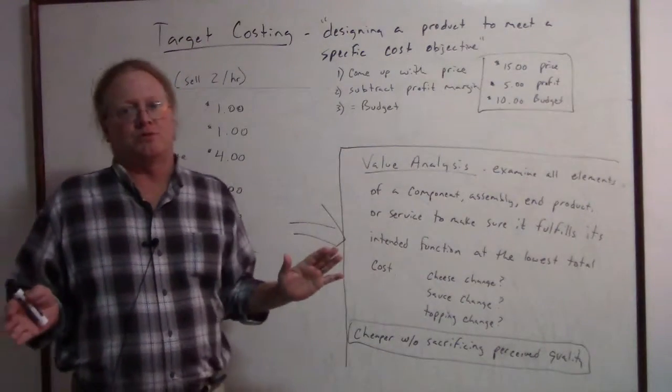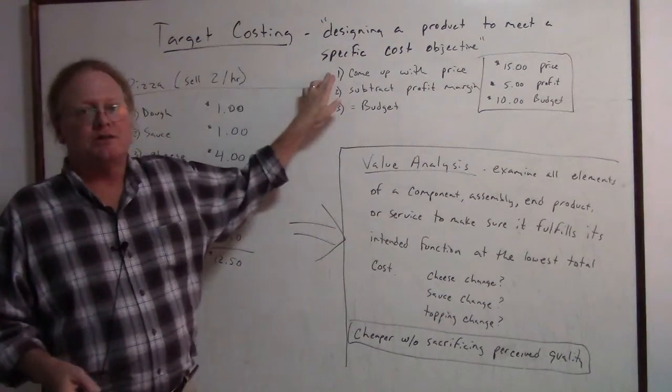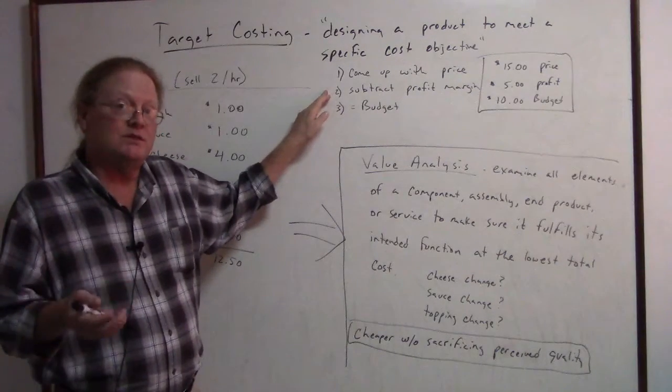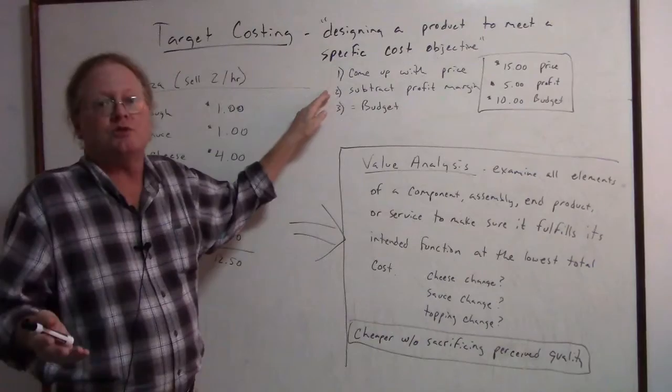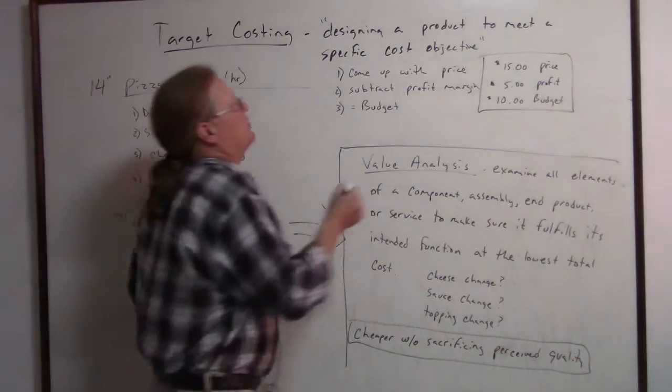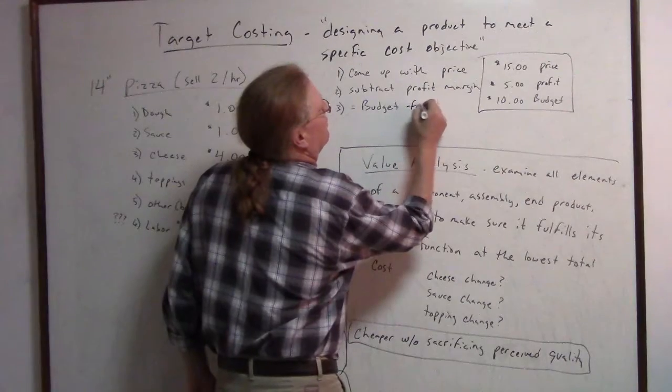Why don't we put it this way? Come up with a price, subtract your expected, your wanted, what makes it worth it to you, profit margin, and then you get the budget for your product.